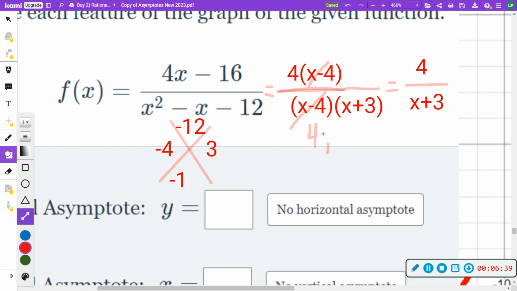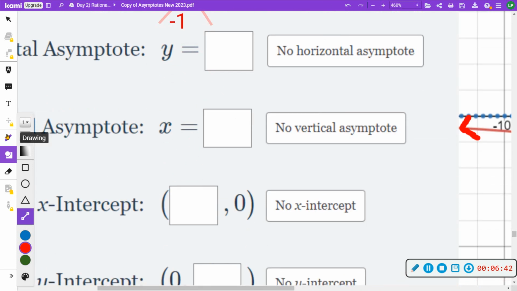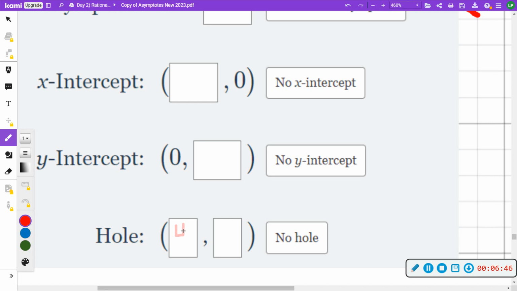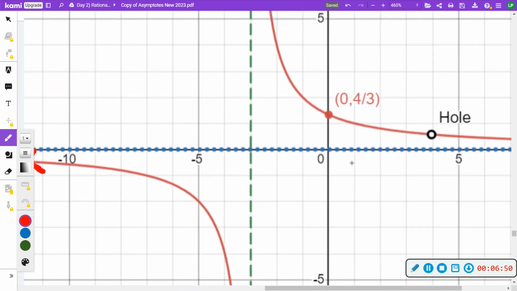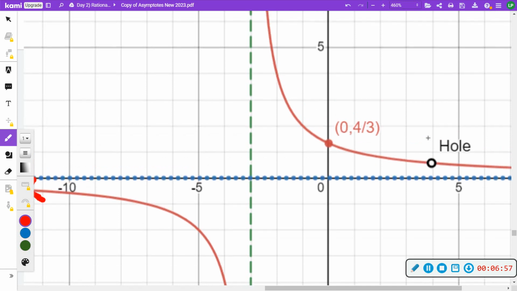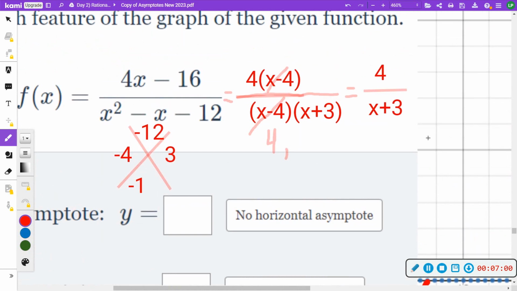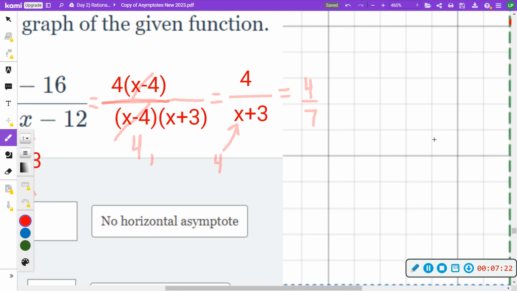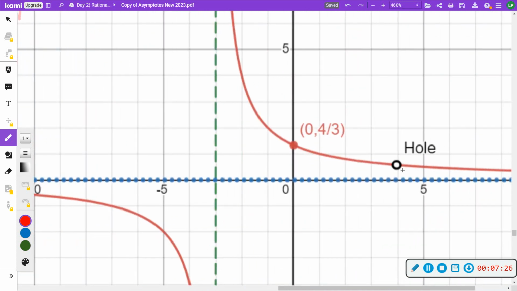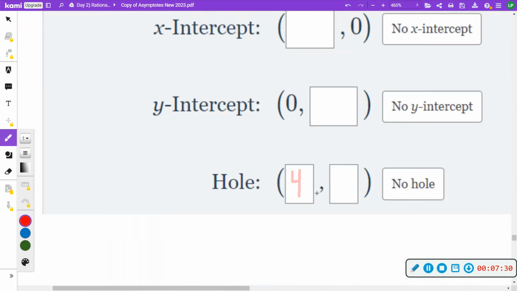All right, so let's talk about the hole first. There's a hole at 4, so I know there's a hole at 4. And so looking at my graph, I can see there's a hole at 4 something. It's not 1, but it's less than 1, maybe 2/3, maybe a half. It's really hard to see by the graph. So the way I find that is I plug it back in. So instead of x, I'm going to put a 4 in there, and 4 divided by 4 plus 3, that'd be 4/7. And 4/7 is almost a half. Actually, it's a little bit more than a half. And so that does look like 4/7 to me. So my hole is at 4/7.